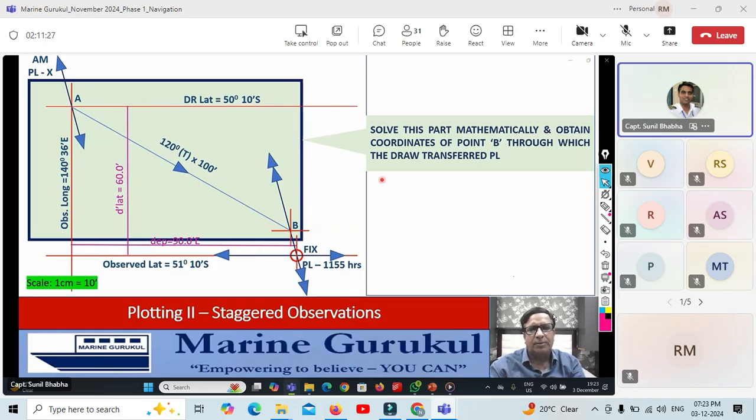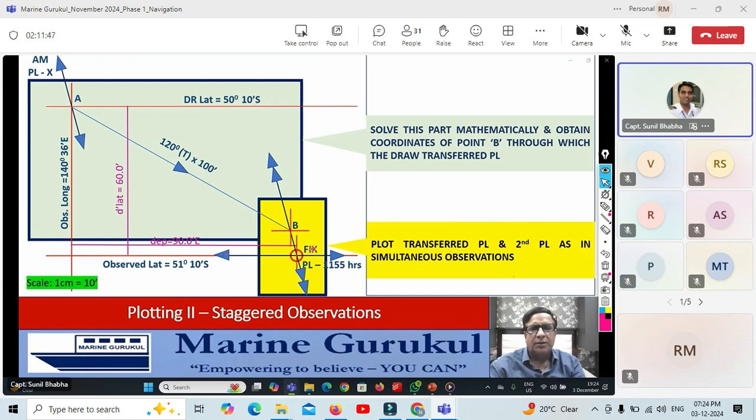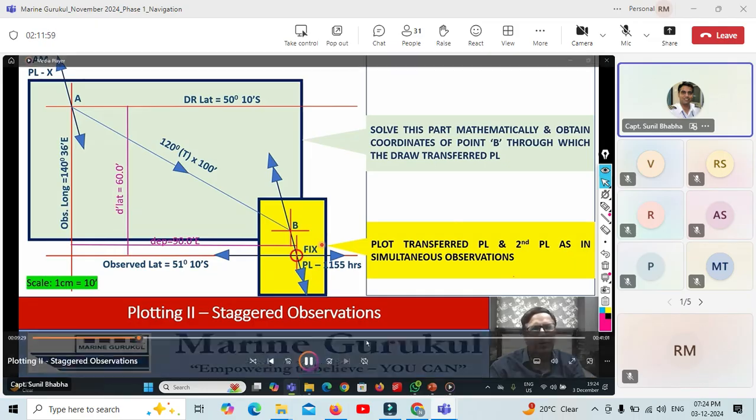Why? Because all this has been mathematically then done. Once we have this point B coordinates through which to draw the transferred PL, we also have the second PL. Transferred PL and second PL being of the same time, then this part of the plot, which is in the yellow box, can be plotted. And though you will be plotting a transferred PL and the second PL, since they are both for the same time, the concept shall be exactly the same as you had done during the simultaneous observations.